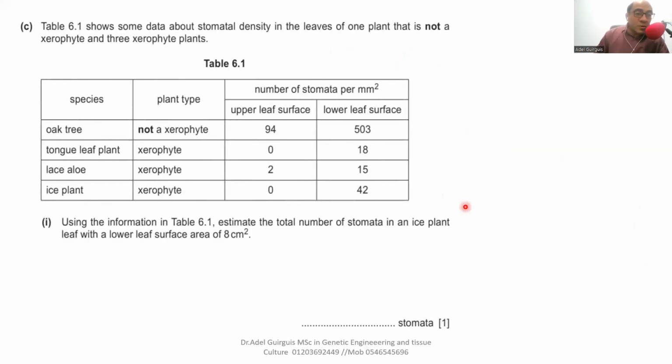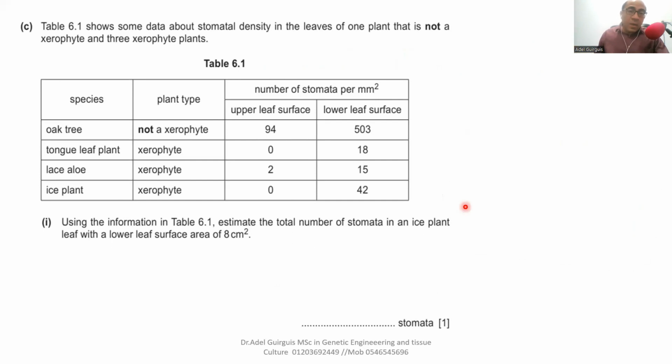Table 6.1 shows some data about stomatal density in the leaves. Stomatal density means the number of stomata per surface area of leaf. How many stomata are found in a certain surface area of a leaf.